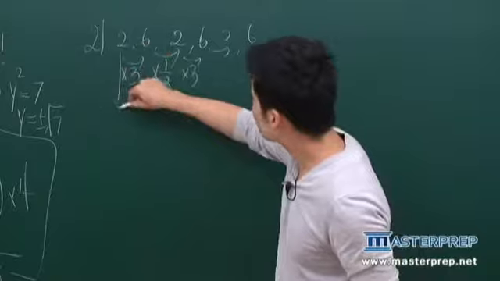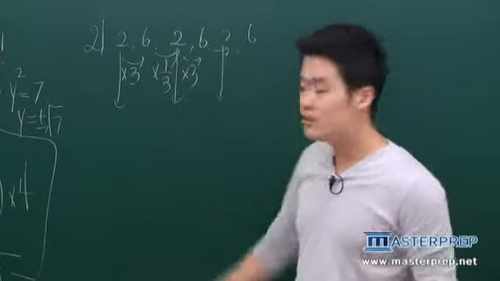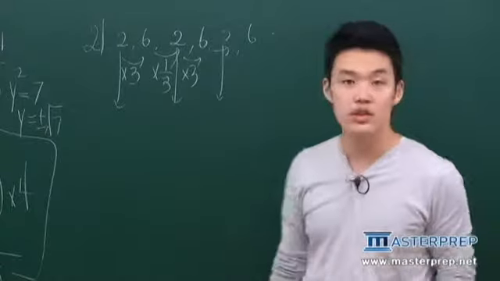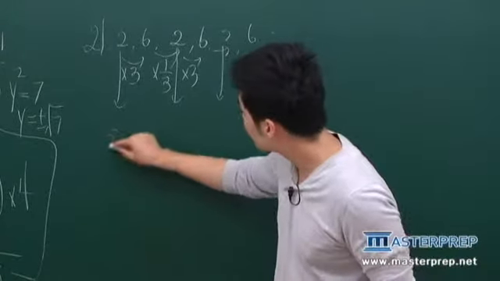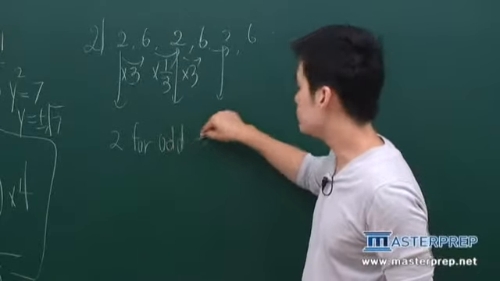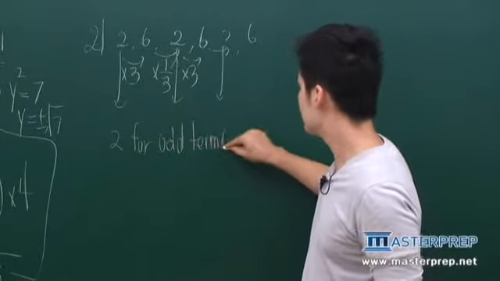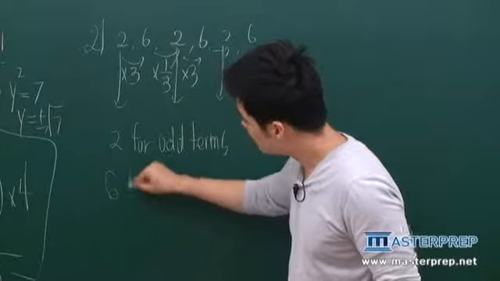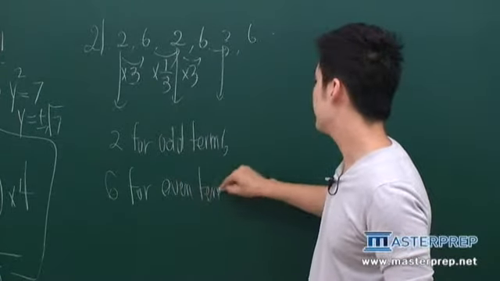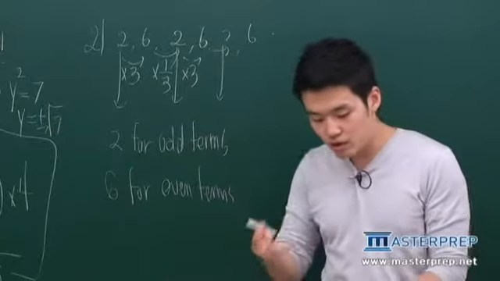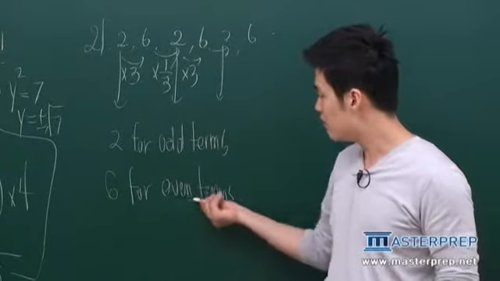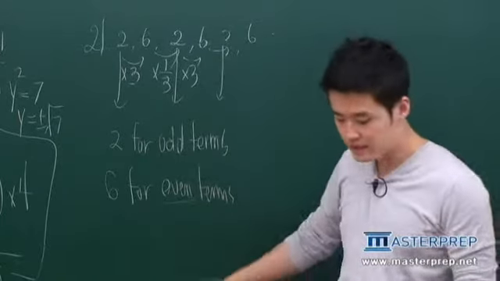For the odd terms, the first term, the third term, the fifth term, the seventh term, we have 2. And 6 for the even terms. Okay, and we are looking at the 12th term, right? 12 is an even number, so it is 6. So the answer is B.